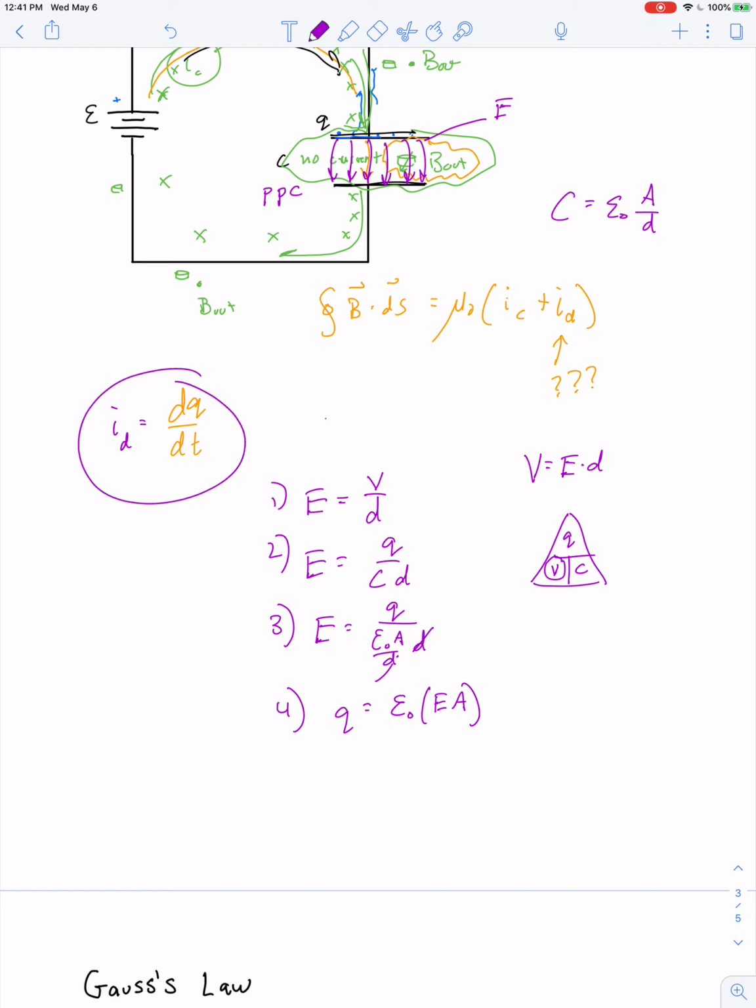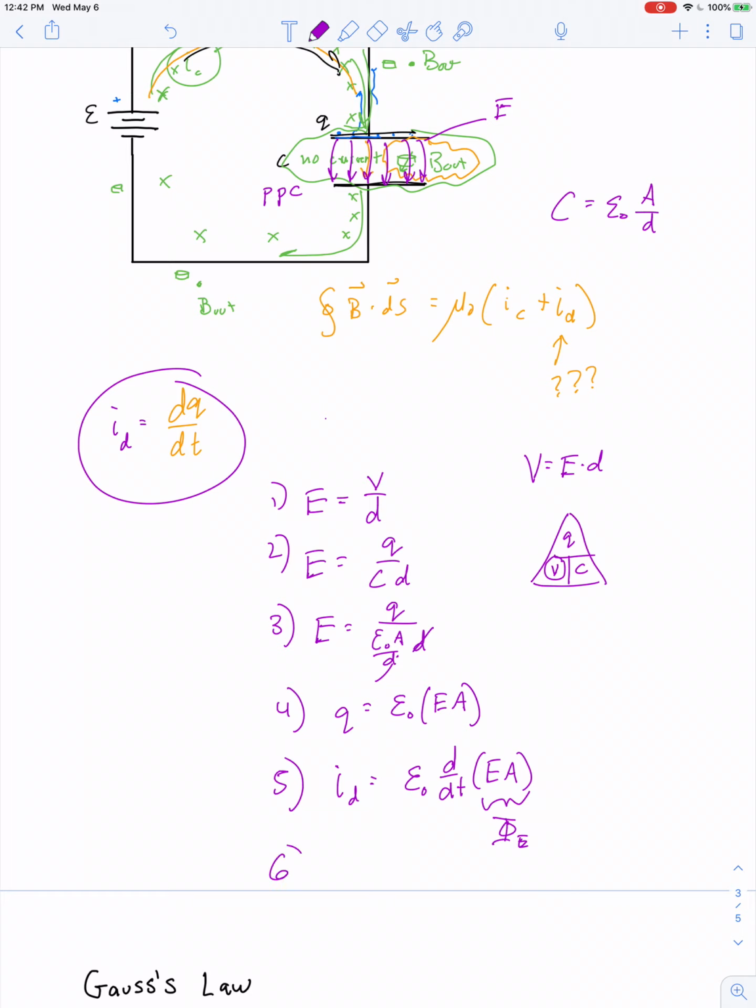So the displacement current is the rate of change. So it would be equal to epsilon naught times the rate of change of the product of E and A. But what is the product of E and A? Well, that's a form of flux. It's not magnetic flux. This is electric flux.